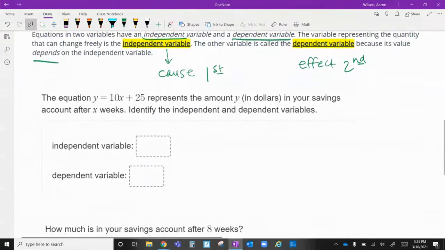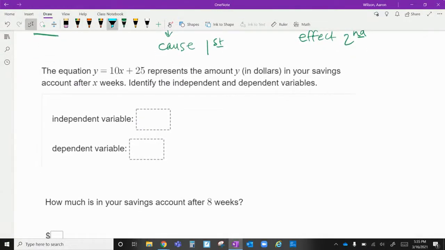So here is the story. All right, the equation y equals 10x plus 25 represents the amount y in dollars in your savings account after x weeks. Identify the independent and dependent variables. Okay, so it says in the story that your savings account, this is what you're doing. The letter y, or the variable y in this case, is the dollars in your savings account. Well, how do you get money into your savings account? Well, you have to start putting money in based on a number of weeks.